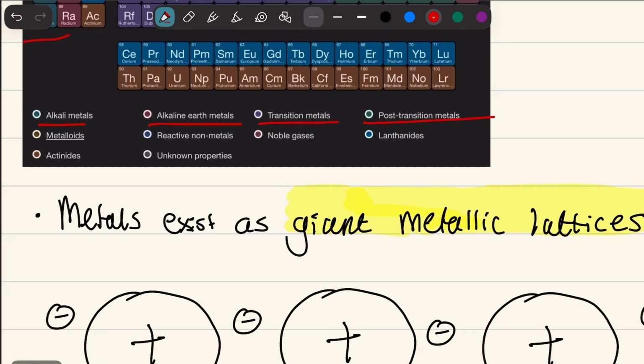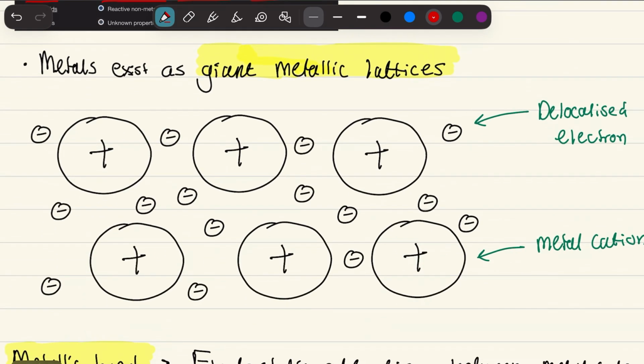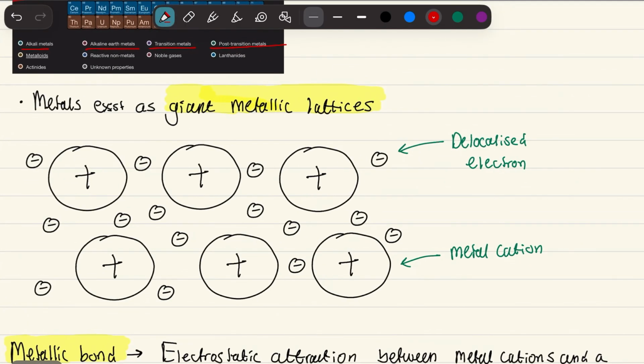Okay, so metals exist as giant metallic lattices, yeah? And this is the general structure that you want to be drawing when you're talking about a giant metallic lattice, yeah? You've got your metal cation, that's a massive circle with a positive, yeah? And depending on the charge, if you're drawing aluminium, make it 3+. If you're drawing calcium, make it 2+, right? And then you have these delocalized electrons that you randomly put around. Remember, the metal cation should be in an ordered sequence. You can see them all in a straight line. The delocalized electrons, put them randomly around whenever you're drawing this and label them.